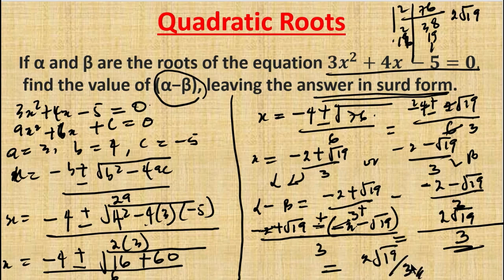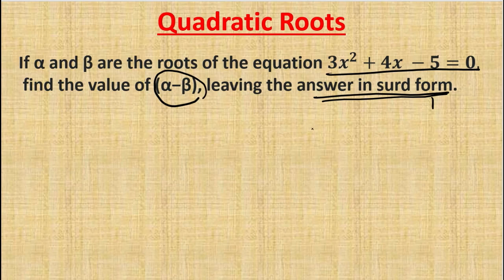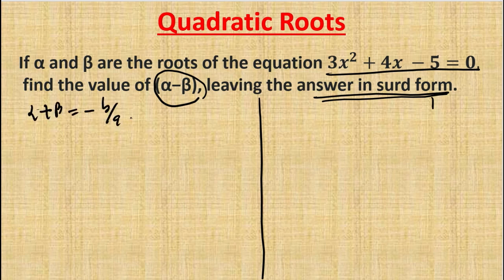Now the second method. Let's see the second approach. The second approach, we're going to be using the concept of alpha and beta. We know that alpha plus beta is the same thing as minus b over a. And we know that alpha times beta is the same thing as c over a. Now we're going to use these two concepts to actually solve this problem.